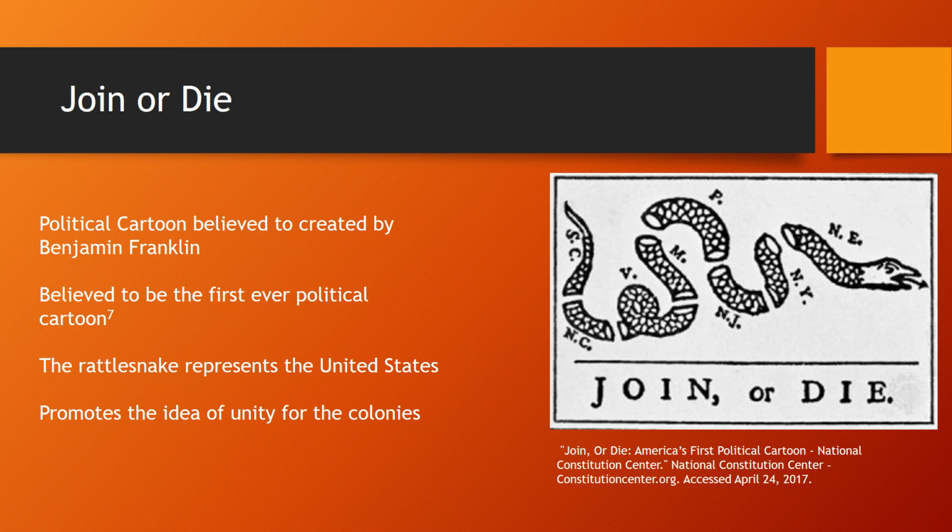Once again, split up, the rattlesnake's cut up. He's really unable to do anything. The snake will die. But together, you have this vicious rattlesnake that's able to fight back and fight against the British.